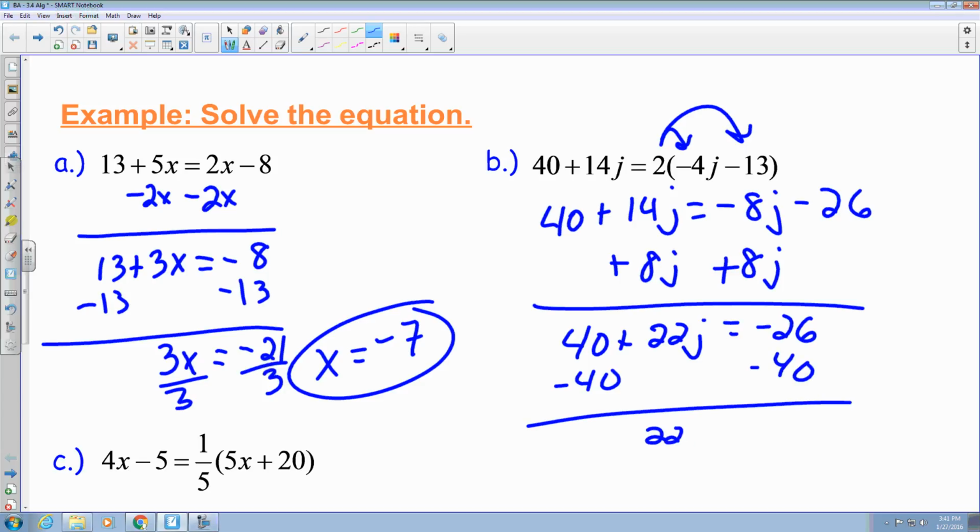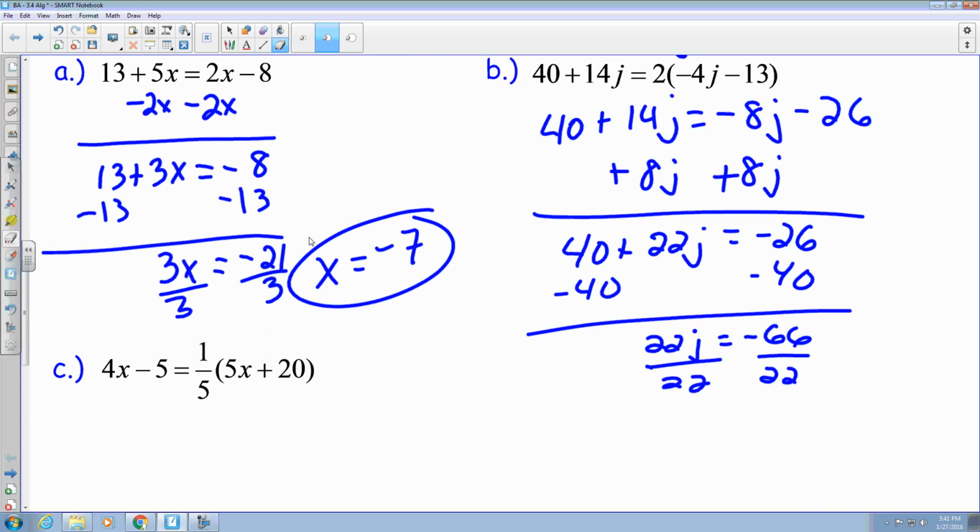So now I have 22j on one side. I take negative 26 minus 40. That gives me negative 66. Finally, divide everything by 22. Negative 66 divided by 22 gives me, I can't write it over there, so let's move this down. That means j is equal to negative 3.